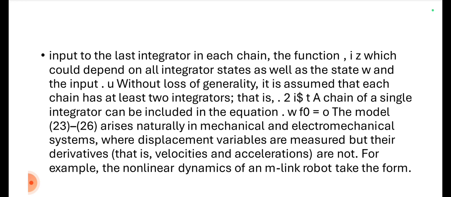It is assumed that each chain has at least two integrators, since a chain of a single integrator can be included in the equation. f of 0 is equal to 0. The model 23 to 26 arises naturally in mechanical and electromechanical systems where displacement variables are measured but their derivatives, that is velocities and accelerations, are not.